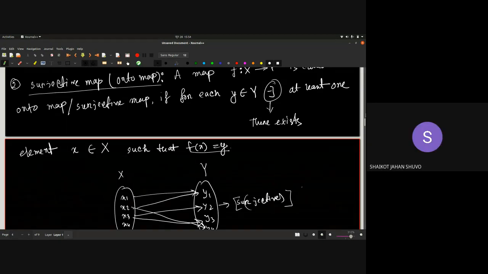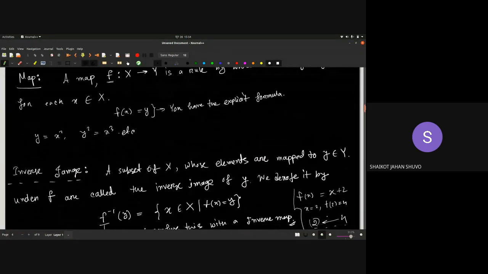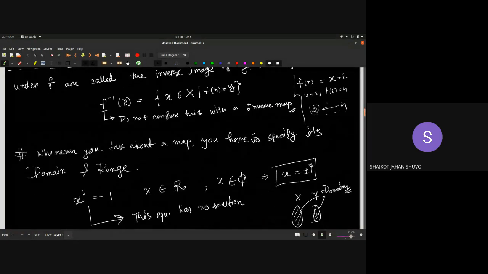When you call this thing a map, you are not specifying anything. In fact, these x and y's could be matrices as well. And that's why I wrote, instead of saying the map is given by a function, I called it an explicit formula.